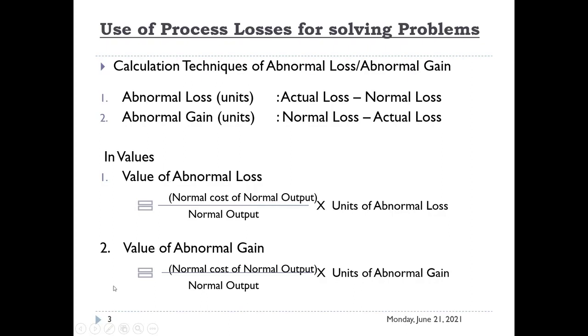So these 4 types of formula are very important. I am giving these formulas to your WhatsApp group. Kindly note down in your copy and try to remember it. Value of abnormal loss is equal to normal cost of normal output divided by normal output into units of abnormal loss. Then value of abnormal gain is equal to normal cost of normal output divided by normal output into units of abnormal gain.